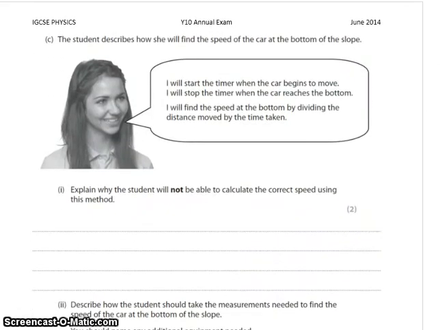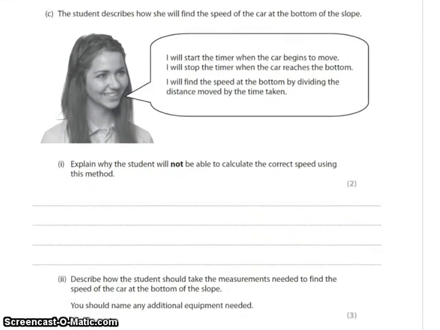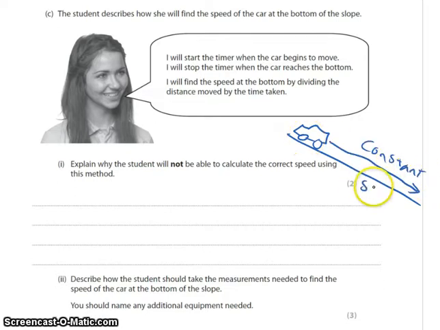Now the student describes how she'll find the speed of the car at the bottom of the slope. Start the timer when the car begins to move, stop the timer when the car reaches the bottom, and then use the basic speed, distance, time equation. Now you've got to explain why the student will not be able to calculate the correct speed using this method. Well, hopefully you've realised if you put a car on the slope and you let it go, it's not going to travel at a constant speed down the slope. Okay? It's not going to keep the same speed.